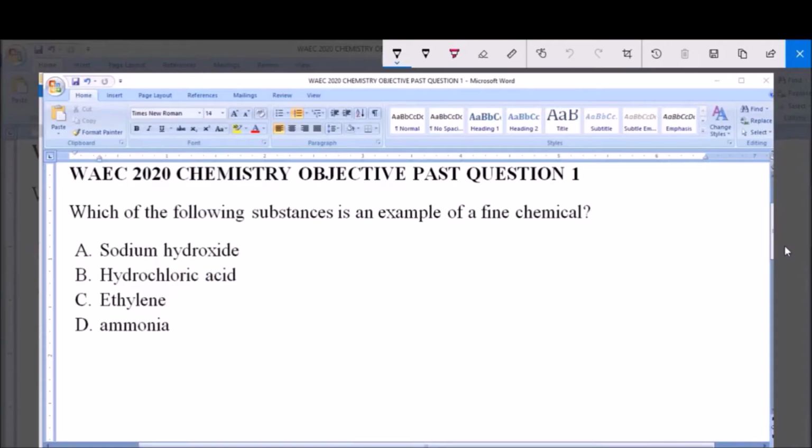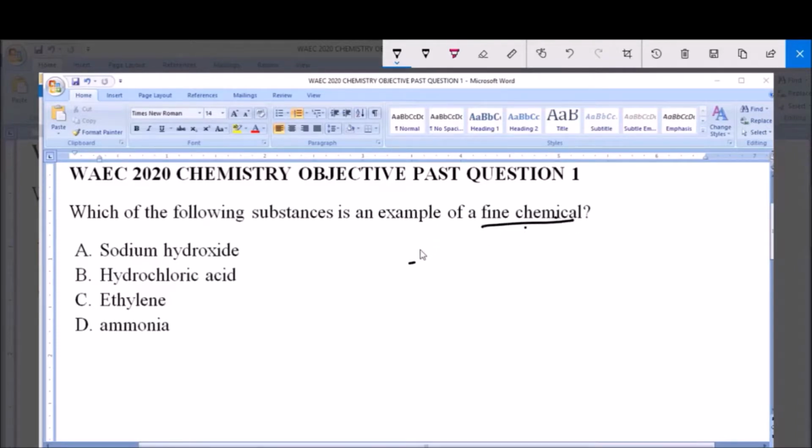Hello and welcome. I'm going to be answering WAEC 2020 Chemistry Objective Past Question 1. Which of the following substances is an example of a fine chemical? A, sodium hydroxide, B, hydrochloric acid, C, ethylene, D, ammonia. So we're looking at fine chemicals.